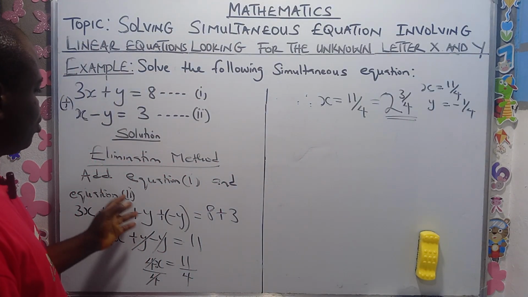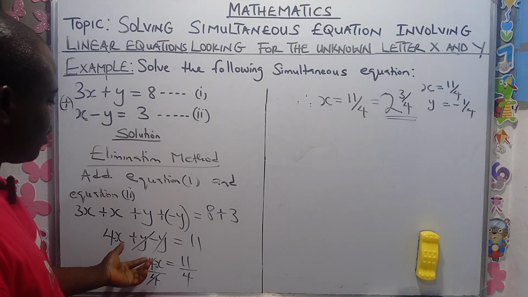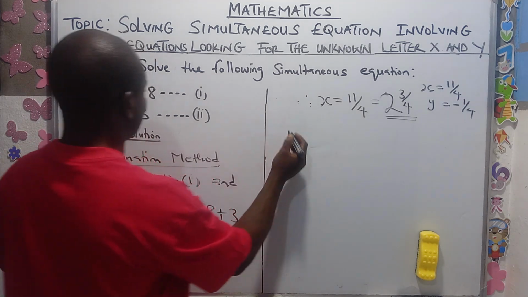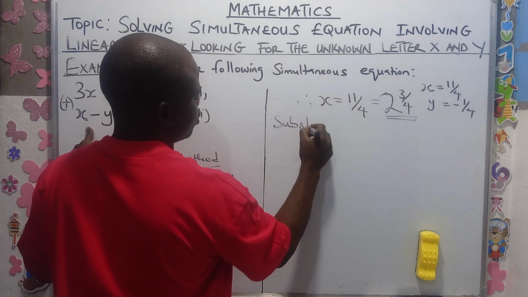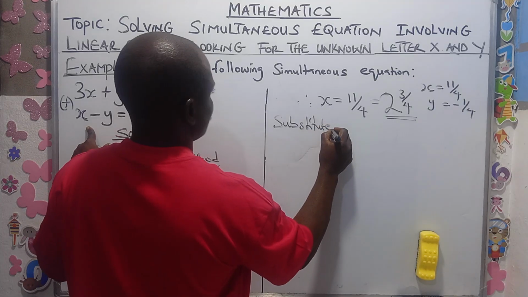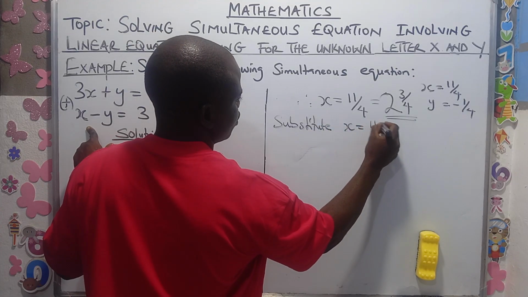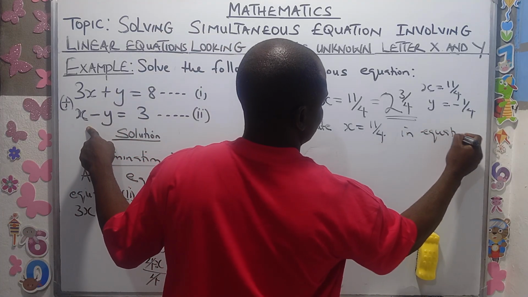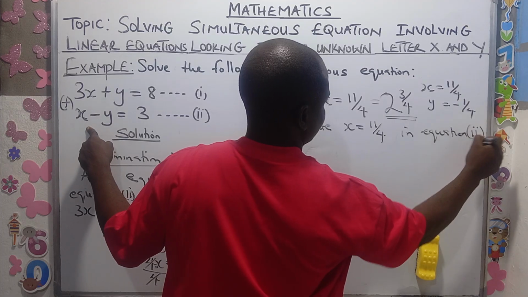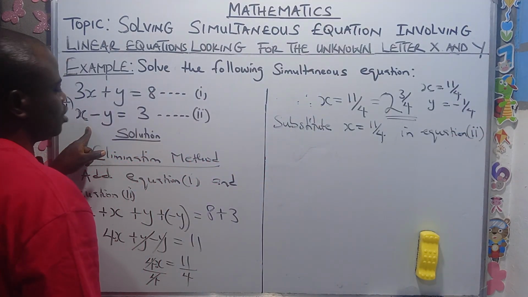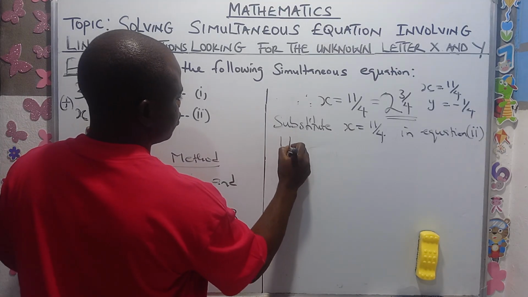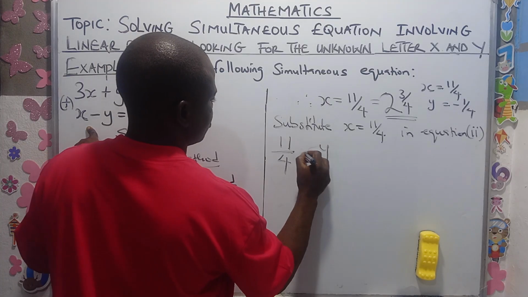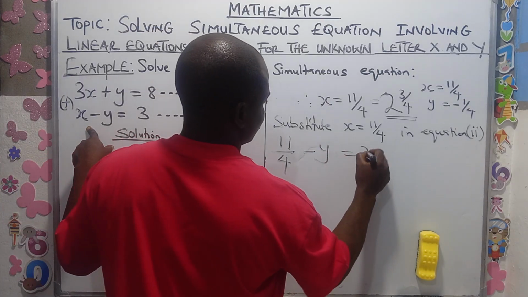Now substitute, so you can say we have eliminated y. Substitute the value of x in equation 2. Substitute x equals 11 over 4 in equation 2. When you do that, we have 11 over 4 minus y equals 3.